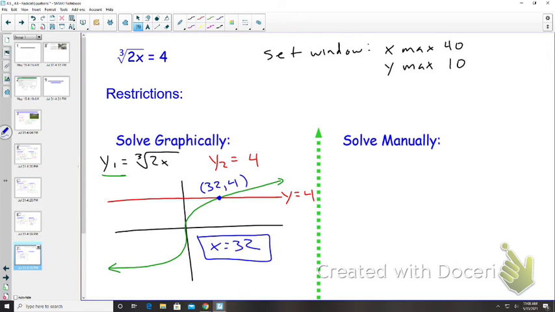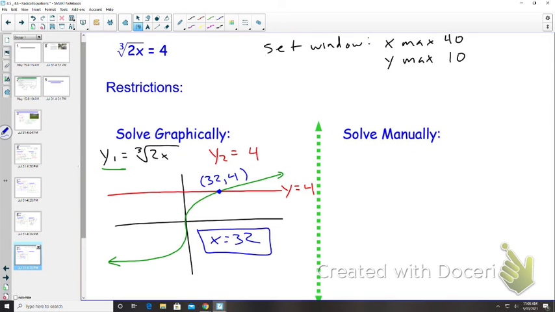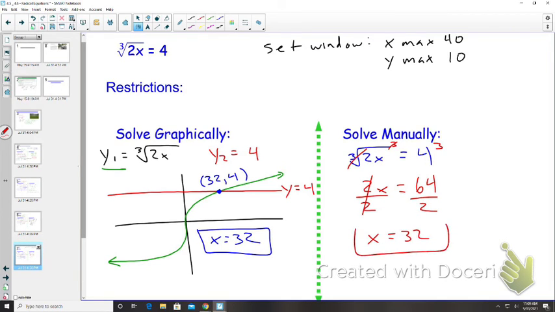But let's confirm and check by solving manually, okay? So we have cube root of 2x is equal to 4. Now to get rid of that cube root on our 2x, we can cube both sides. Cube root and the cube will cancel. Now we're left with 2x is equal to 4 cubed. So 4 times 4 is 16. 16 times 4 is 64. Now we'll divide by 2 to get x by itself, and we get a value, x is equal to 32.